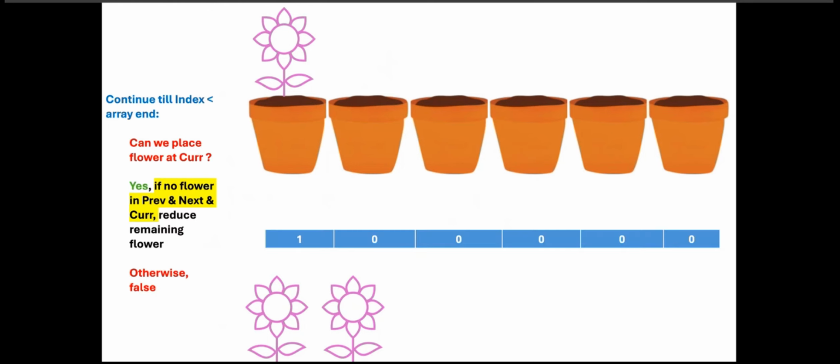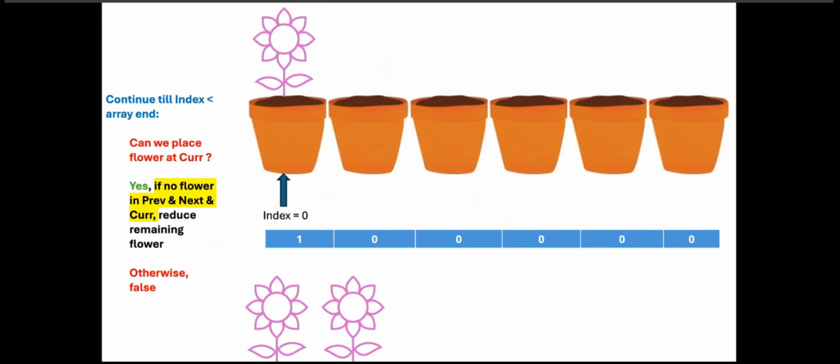So let's understand the solution. Taking the previous example, where there is already one flower and we have six plots in a flower bed, the flower bed is represented as an array like this. One means a flower is already there.